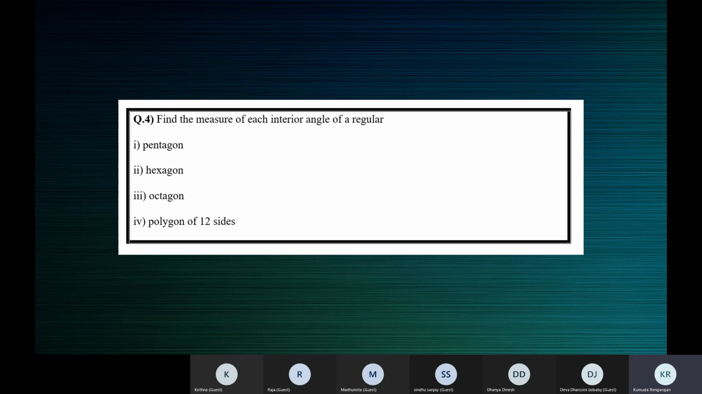So the sum of all the interior angles of a pentagon is equal to n minus 2 into 180. 5 minus 2 into 180, which is 540. Each interior angle is equal to 540 by 5, 108 degrees. Work till here. I want to tell you another thing.